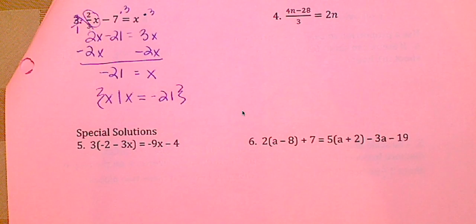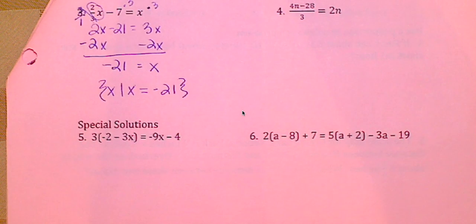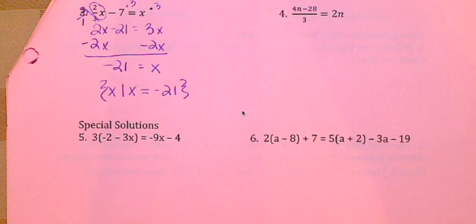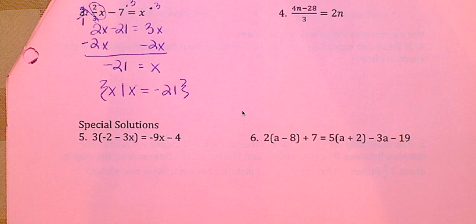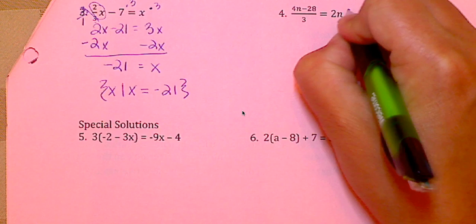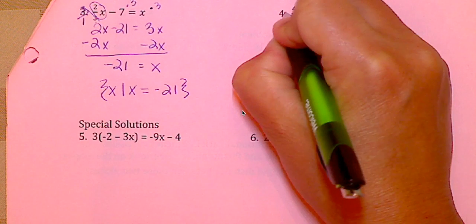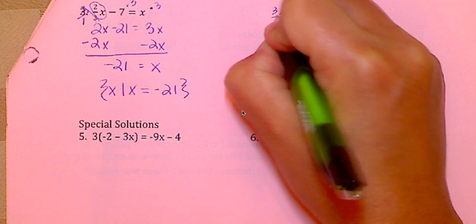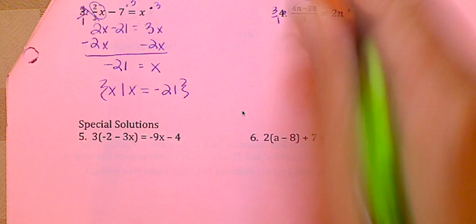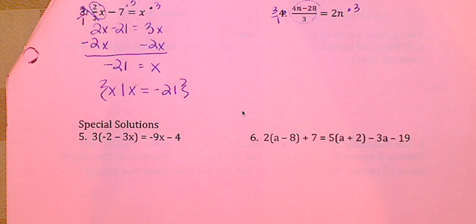Number 4 should look similar to a problem we've done previously. It still involves a fraction, and in this case you have no choice. You must get rid of the fraction first. So the denominator is 3, so we multiply this term over here by 3. And here is the tricky part. This is technically one term, I guess, right now.